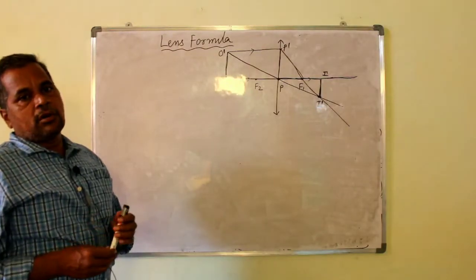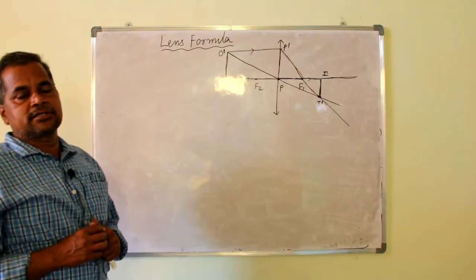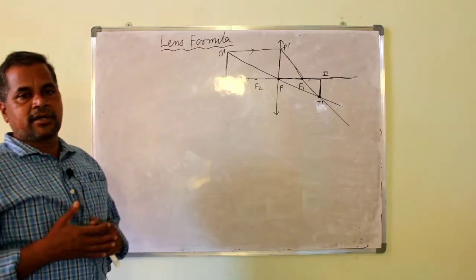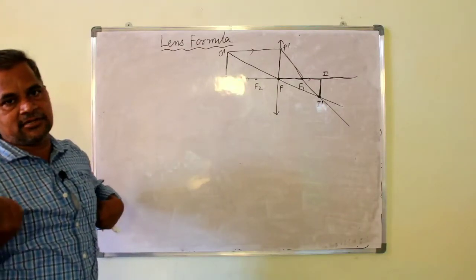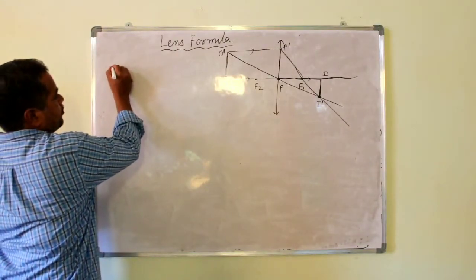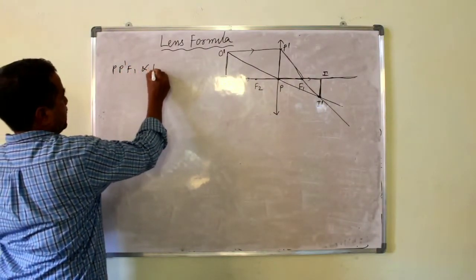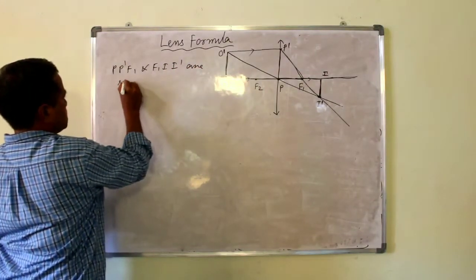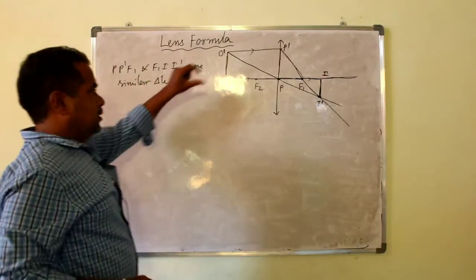The ratio of the sides of the first triangle is equal to the ratio of the corresponding sides of the second triangle. The ratio of any two sides of the first triangle is equal to the ratio of the corresponding sides of the second triangle. Then we can say that those two triangles are similar triangles. So P'F1 and F1I' are similar triangles.